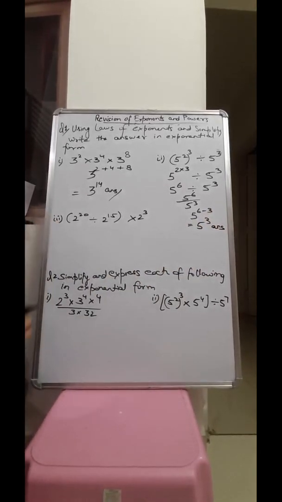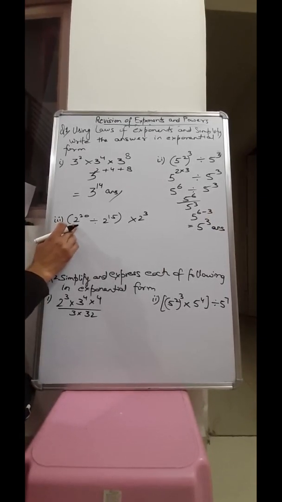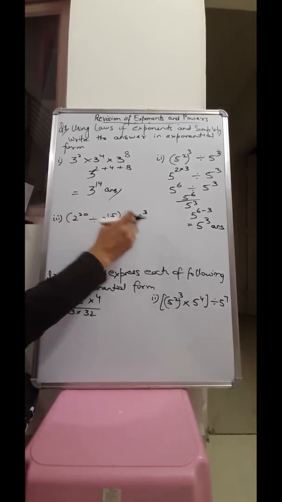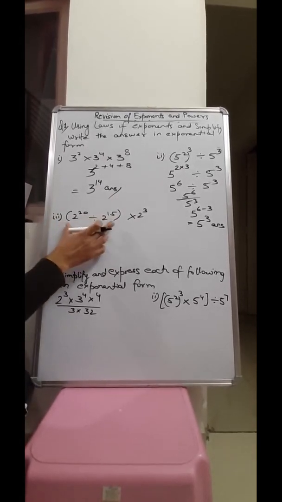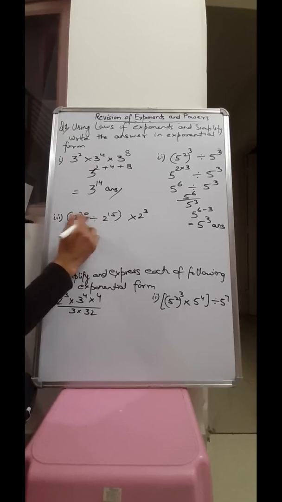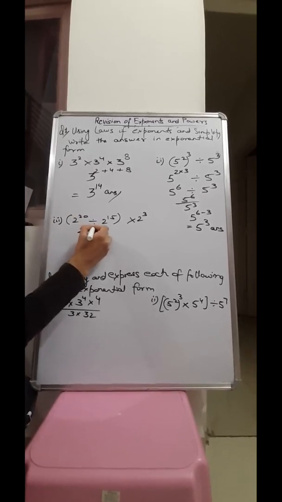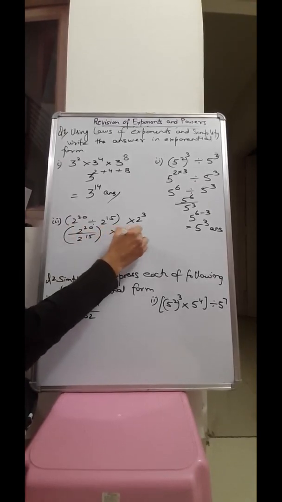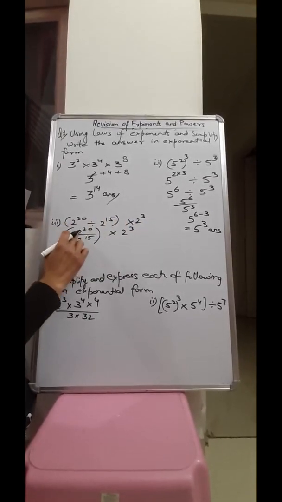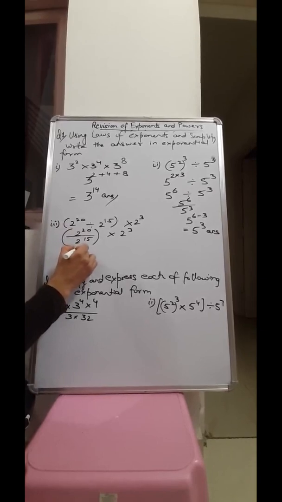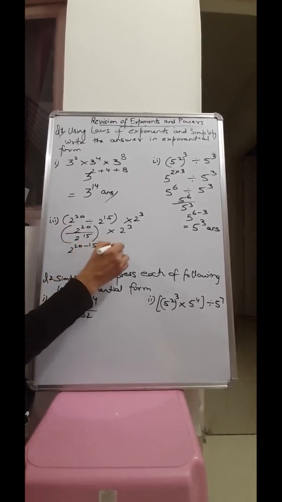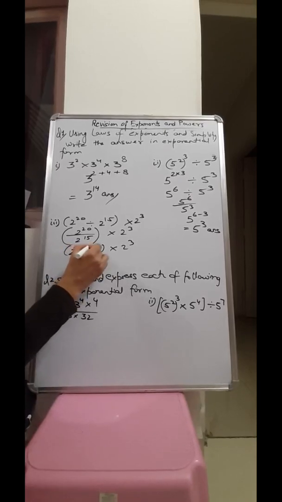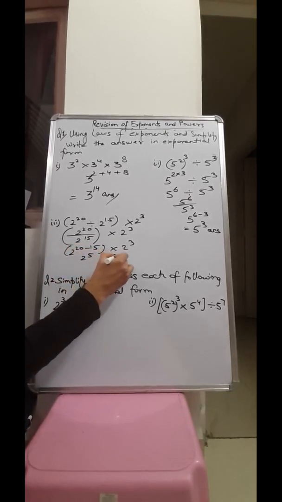Now the third part is, in bracket, 2 raised to power 20 divided by 2 raised to power 15, bracket close, multiply 2 raised to power 3. Here we first solve the bracket, in which it is getting divided. The base is the same, and in division the powers get subtracted. So first we have to solve the bracket. Here it will come as 2 raised to power 5 multiply 2 raised to power 3.